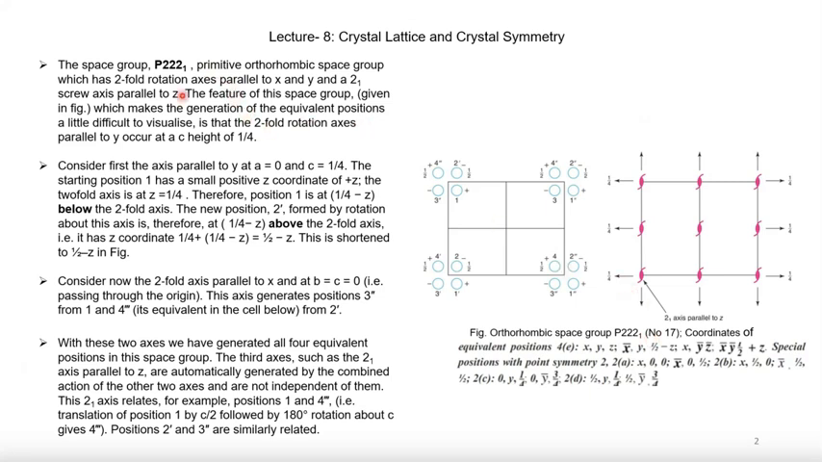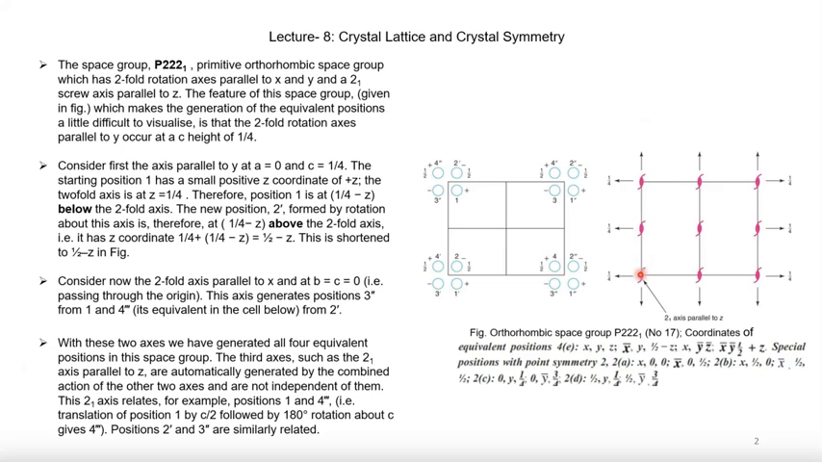Okay, then we describe how about this 2, 2, 2, 1. This means that we have twofold rotation axes parallel to X and Y, and another, a twofold screw axis, parallel to Z. This is the feature of the space group. Then we always say that we also have to talk about the equivalent positions. So looking at this figure, this is the figure which shows all the space elements and point elements.